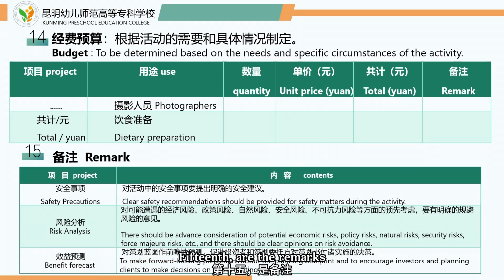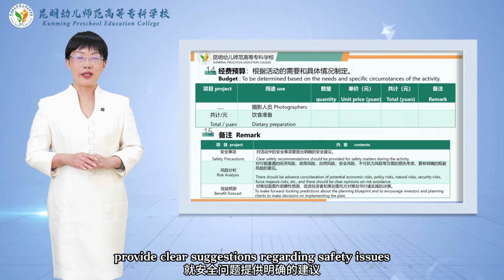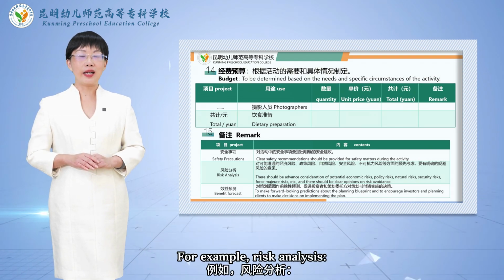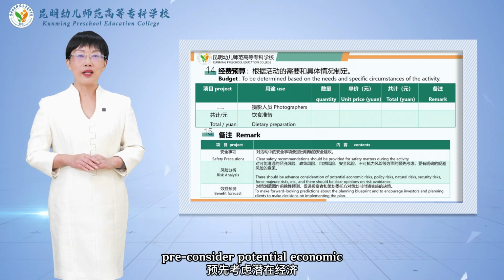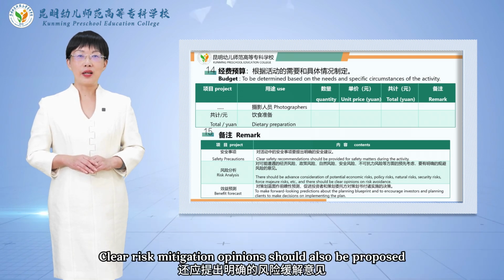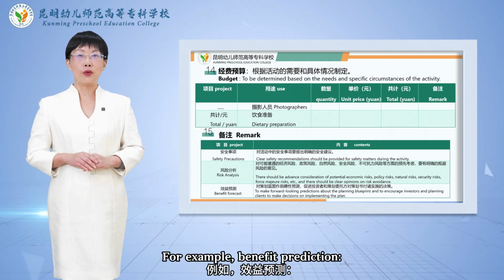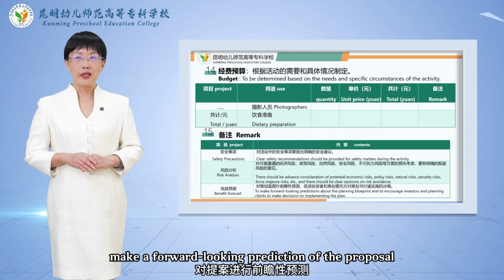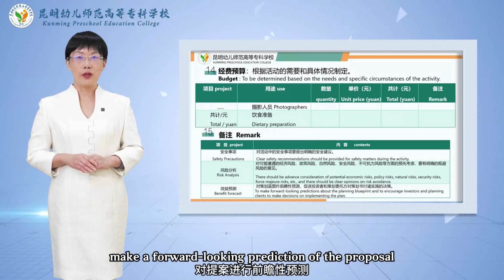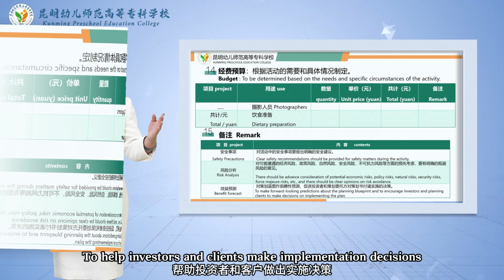15th are the remarks. This section can include many important points. For example, safety matters provide clear suggestions regarding safety issues during the activity. For example, risk analysis, pre-consider potential economic policy, natural safety, and other risks. Clear risk mitigation opinions should also be proposed. For example, benefit prediction. Make a forward-looking prediction of the proposal to help investors and clients make implementation decisions.